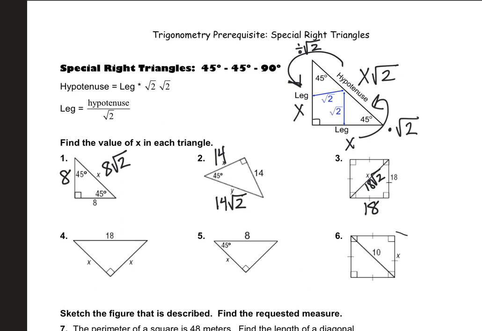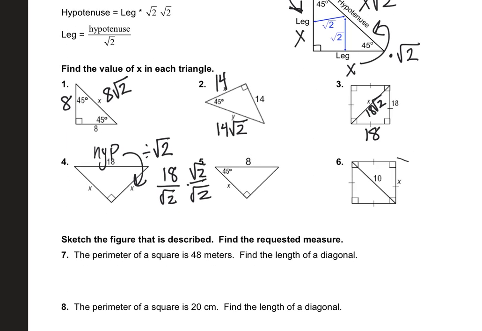Now, number 4, leg or hypotenuse? Hypotenuse. So how do we go from hypotenuse to leg? Divide by radical 2. So 18 over radical 2. Got to fix it. Multiply top and bottom by radical 2. 18 radical 2 over 2 gives me 9 radical 2. And that means both legs are what? 9 radical 2. Number 5, leg or hypotenuse? Hypotenuse. So what do we do from there?